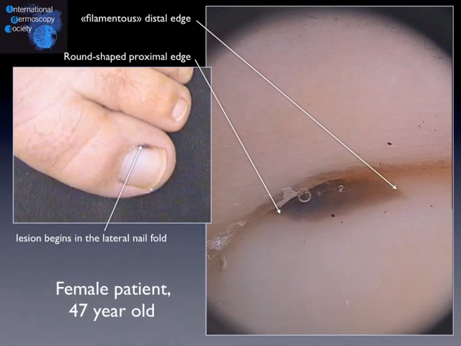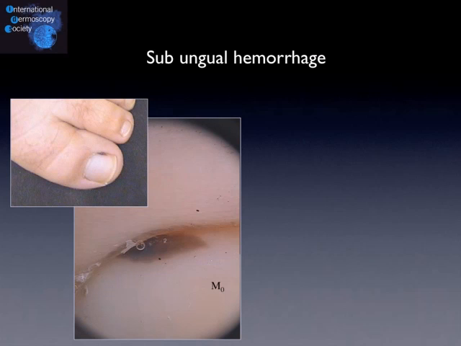But above all, we see that the lesion starts in the lateral nail fold and not in the proximal nail fold. We know that all dangerous pigmentation of the nail unit starts from the proximal nail fold, and that is significantly the case of melanoma. Having a lesion starting from the lateral nail fold is somewhat a good symptom. We propose the diagnosis of subungual hemorrhage, and we propose to this patient to be followed.